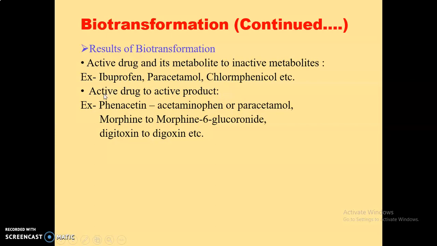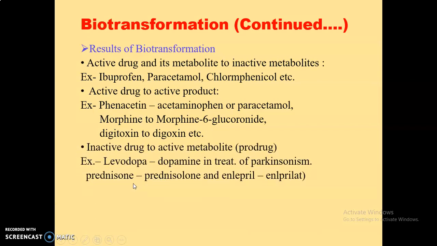The second result of biotransformation is active drug to active product. Here, in vitro the drug is active and in vivo its metabolite is also active. Active drug undergoes biotransformation and is converted into a metabolite which is again active. So the effect produced is due to the sum total of these two products, the active drug and the active metabolite. Example, phenacetin is a drug converted into the active metabolite acetaminophen or paracetamol. Similarly, morphine is an analgesic drug which is converted into the active metabolite morphine 6-glucuronide, and the analgesic action is due to both morphine and its metabolite.